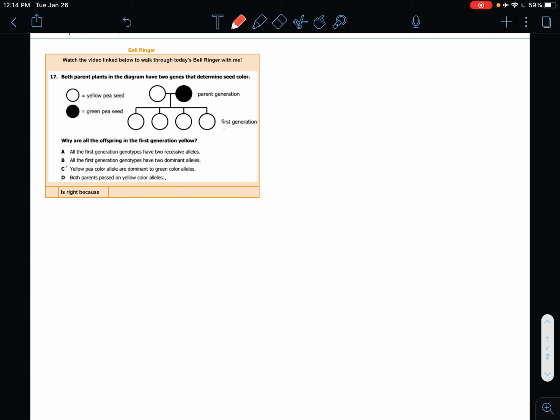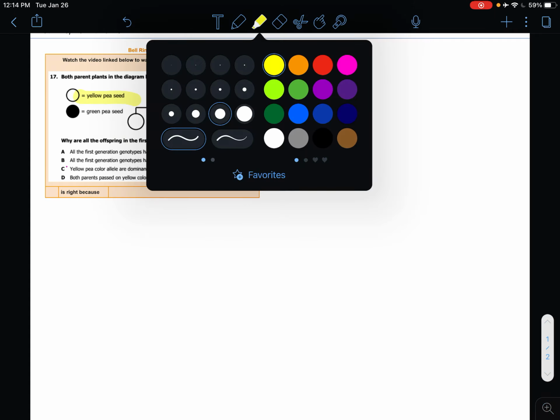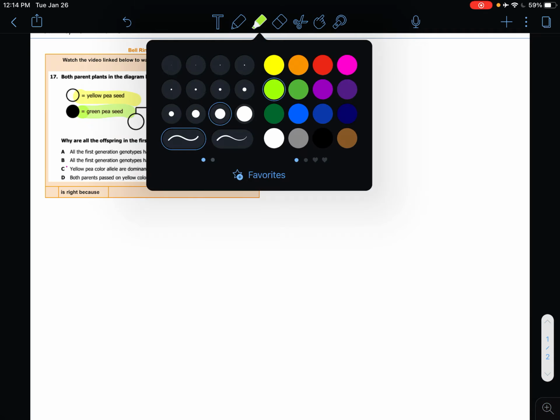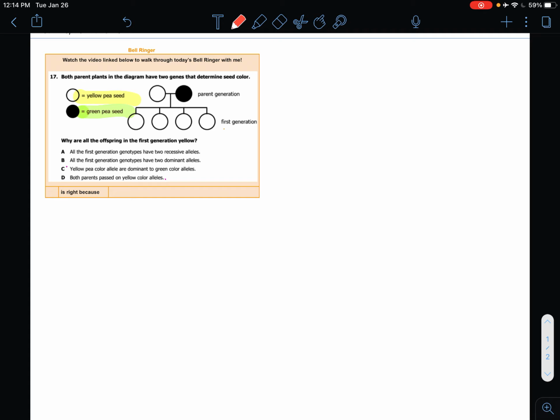Okay, so the question says, both parent plants in the diagram have two genes that determine their seed color. So we have a yellow pea seed. I know, look how fancy I'm getting with these bell ringers, you guys. A yellow pea seed and a green pea seed in black. So our parent generation here, we've got a yellow seed mixing with a black seed, and all of their offspring are yellow, because you can tell it's labeled as white, so it's yellow. So the question asks, why are all the offspring of the first generation yellow?